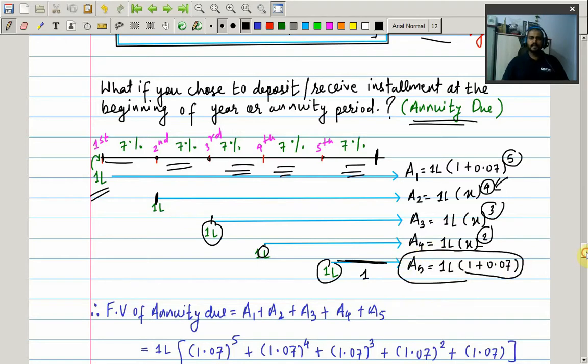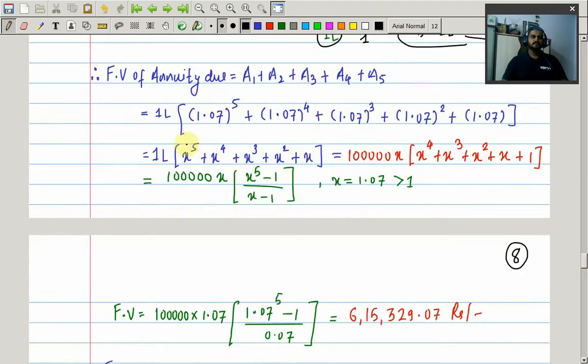Just add it. This is what I have. So 1 lakh is common. This is my x raised to 5, x raised to 4, and so on, down to x. So this is what I have written. You can take one x common. So 1 lakh x, and then x raised to 4, x cubed, and so on, plus 1. So what is the shortcut for this? The formula is x raised to 5 minus 1.